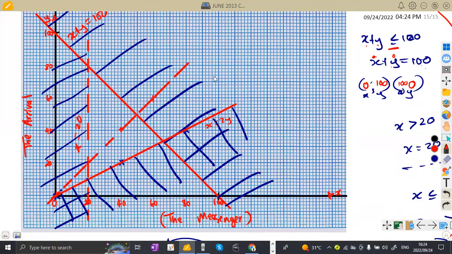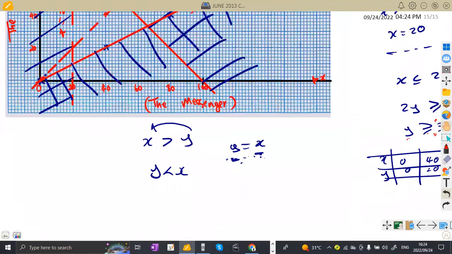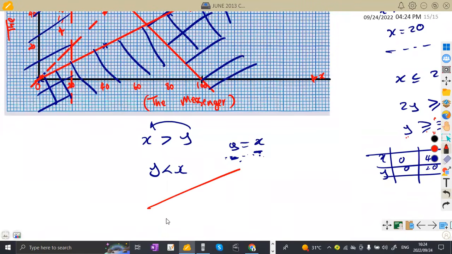So you write down the equation of the line, y is equal to x. And now let us see which part we are going to shade. Remember how our line looks like. It looks like this. And we say this is the greater region, this is the lesser region.